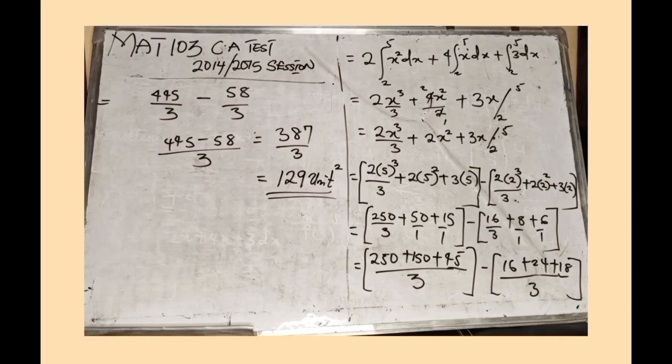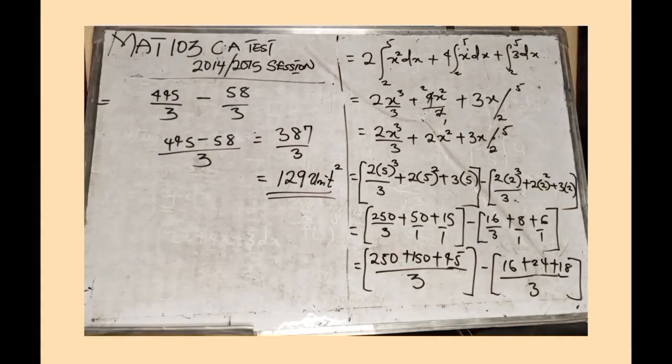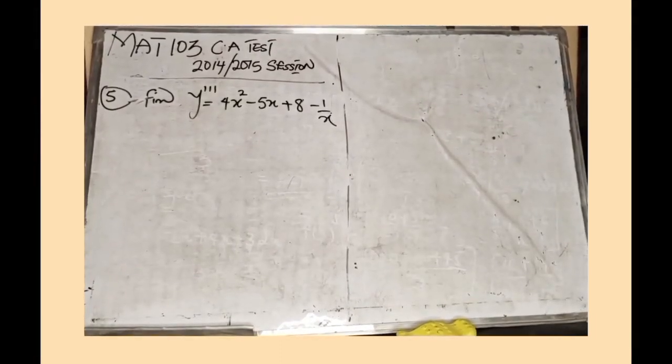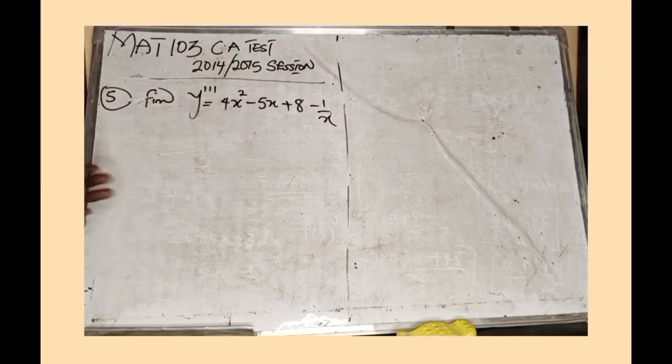Alright guys, so let's move on to question number 5, I guess. Question 5, yeah. Alright, let's move. Question number 5 says we have now y triple prime is equal to 4x squared minus 5x plus 8 minus 1 over x. This is still on differentiation, but further derivative, where you have to differentiate in furtherance. So it means we're going to be differentiating 3 times subsequently from the answer gotten.